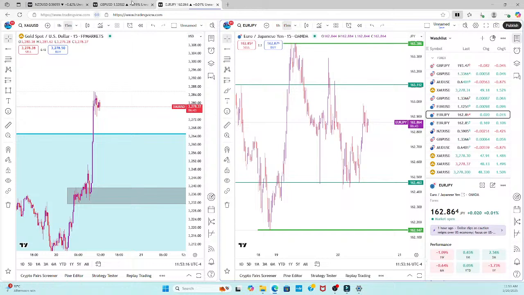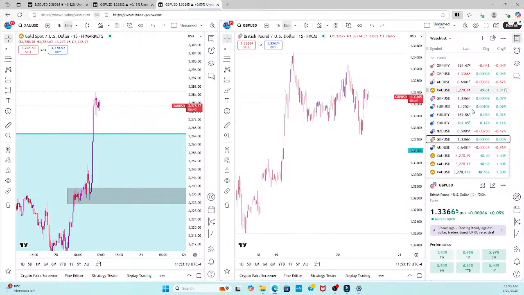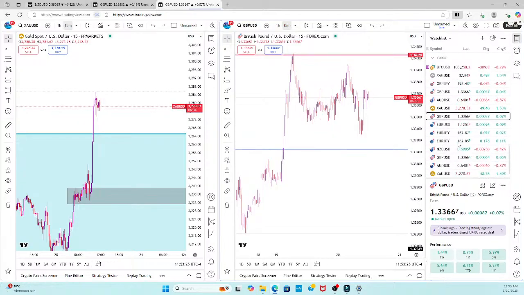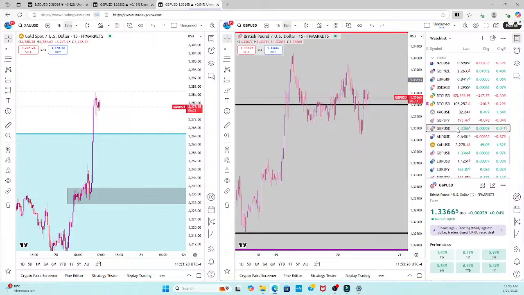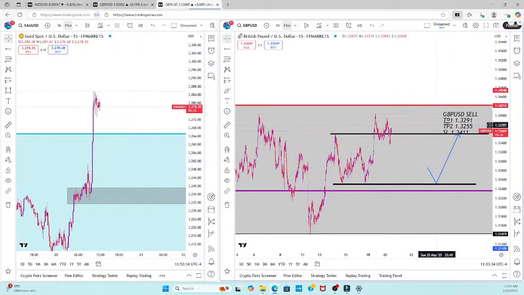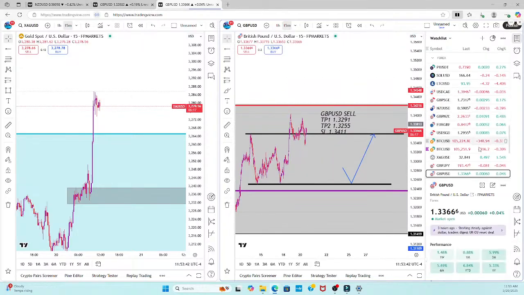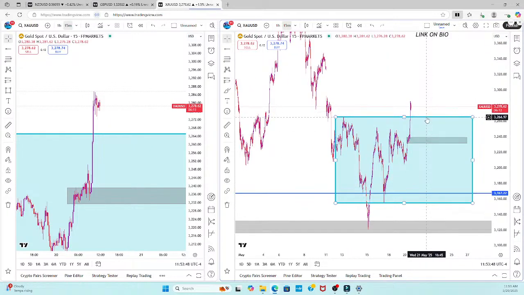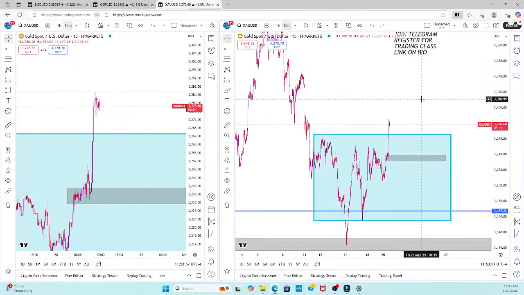I've analyzed that. I've analyzed GBP USD. So the trade here is a short, and then long around 1.3256. That's GBP USD. For gold, the trade here is a long. Long gold starting from 32.66, 32.52. Those are the areas where you want to long gold.